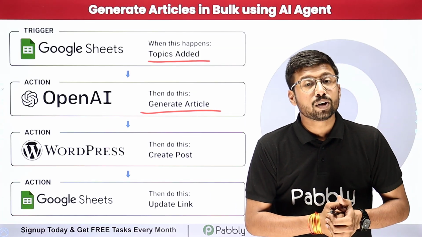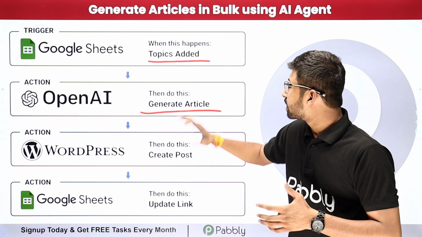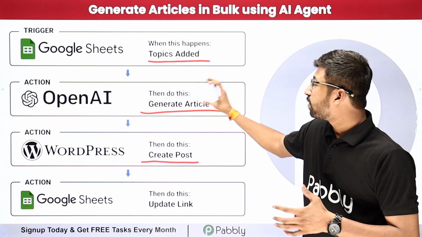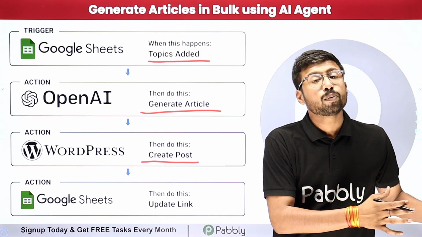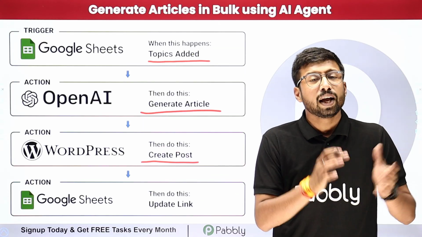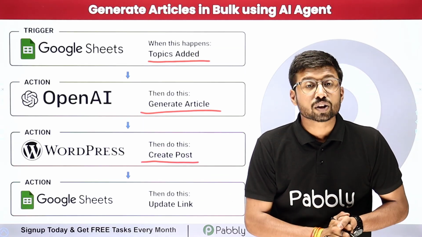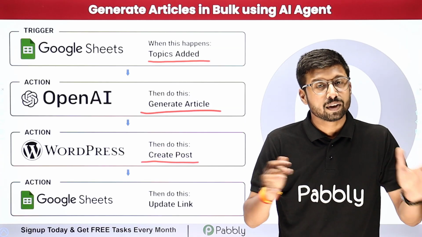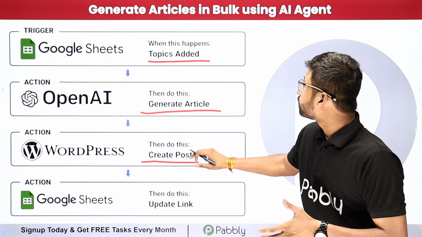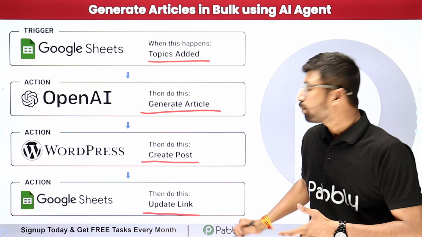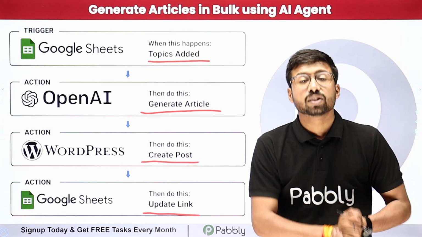After getting the article content, we are going to basically send the same content to WordPress. So this AI agent will get the details, send it to WordPress, and in WordPress, it will create a post out of it and save it as a draft so that you can just review the post and publish it all yourself. And also, it is going to update the link of the same WordPress post back in the same Google spreadsheet from which it has taken the topic.